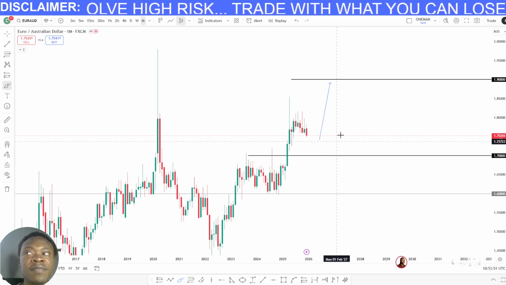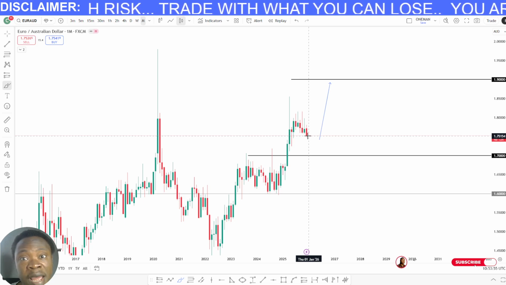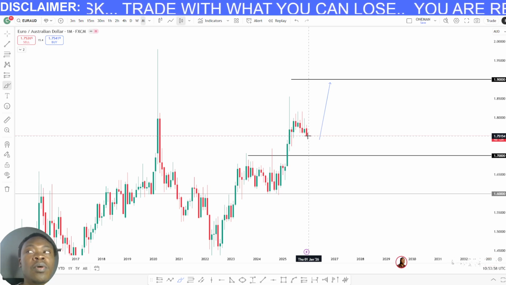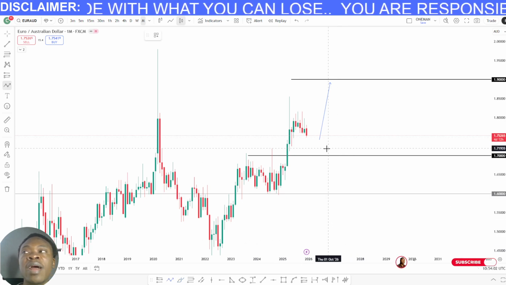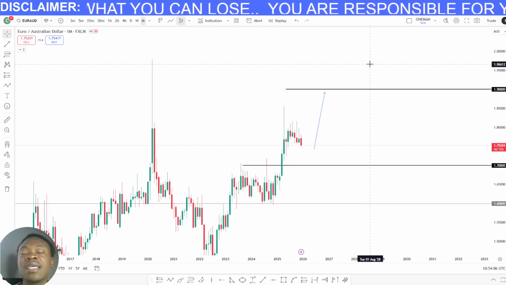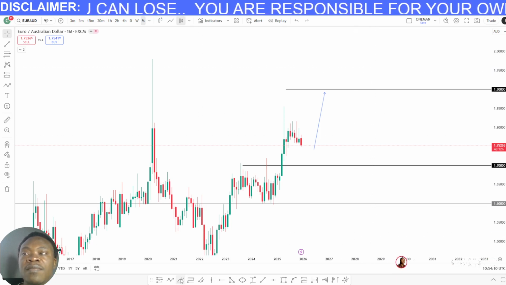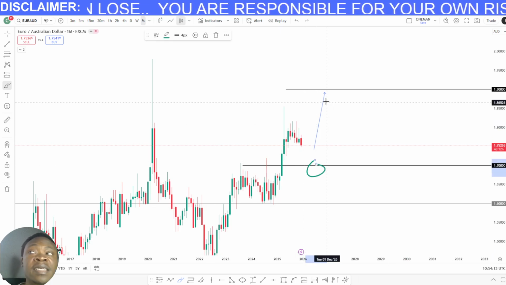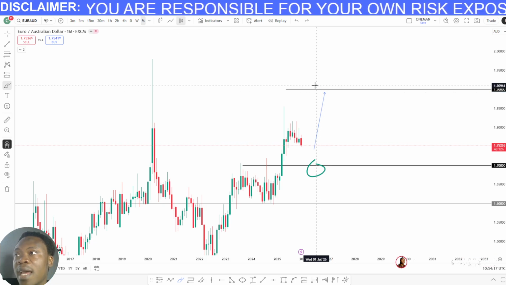So price is going to hold 1.7 as a key support, and we are going to see in the year price moving all the way towards 1.9, which means that in the year we have our key support at 1.7 and our key resistance at 1.9.